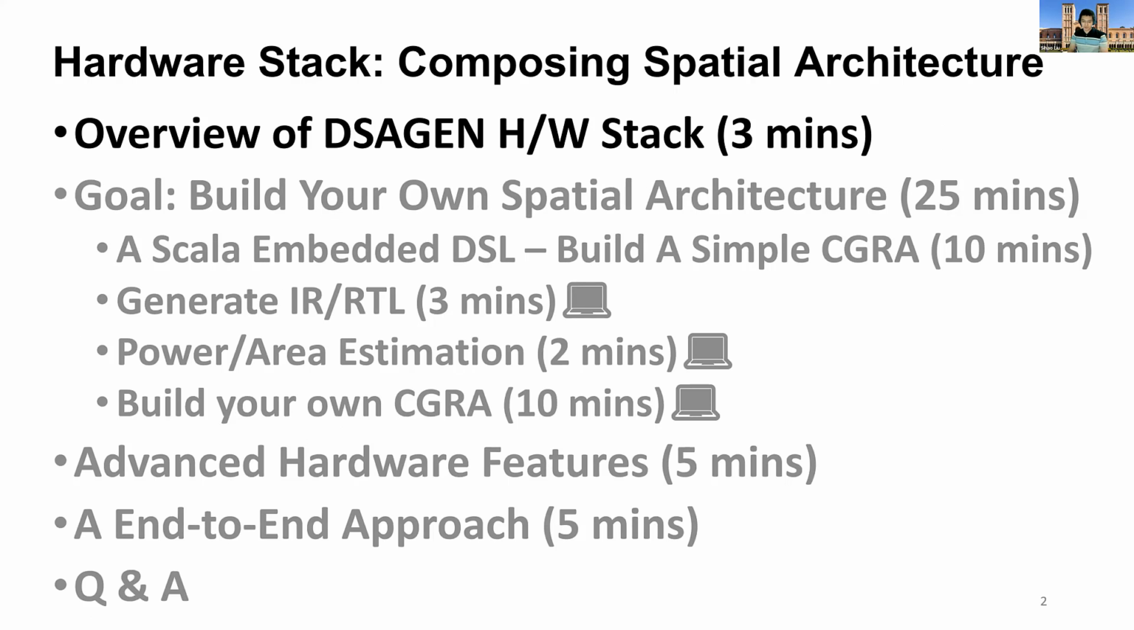So my talk will first introduce you to an overview of the DSAGEN hardware stack. In this part, I will introduce the workflow of DSAGEN and some basic concepts. The goal of my part is to teach you how to construct a spatial architecture using our domain-specific language, generate RTL, and get some power and area estimation so that you can iterate on your own research. And then we will modify the architecture that we just designed and redo this, so that you can see the hardware overhead of the design and how it affects the hardware and software trade-off.